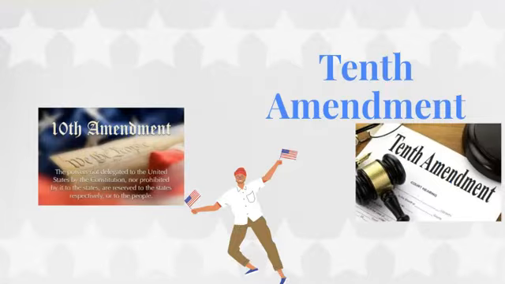So first we're going to talk about the 10th Amendment, and the 10th Amendment means to me that the federal government only has the powers specifically listed in the Constitution, and that all the other powers are reserved for the state governments or the public. And then on page 67 of the textbook, the second paragraph, it talks about how it was intended to provide assurance to people about their rights.